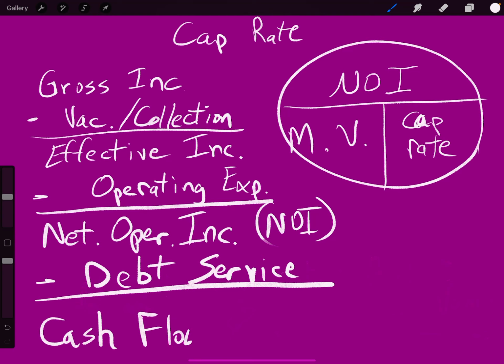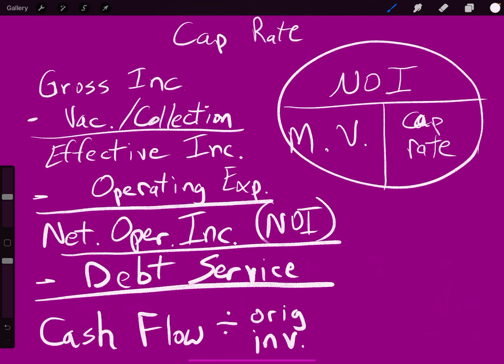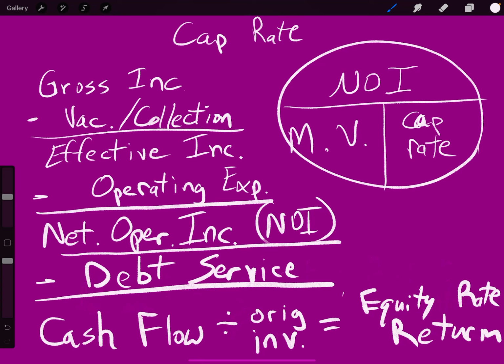for that property. Now, just like NOI, cash flow has a relationship. If we take the cash flow and divide it by the original investment, how much did you pay to buy it? Original investment. That gives us our rate of return, or our equity rate of return. It's just like anything that an investor looks at. They want to know, what's my rate of return? What am I going to get for my money? What return on my investment will I get?